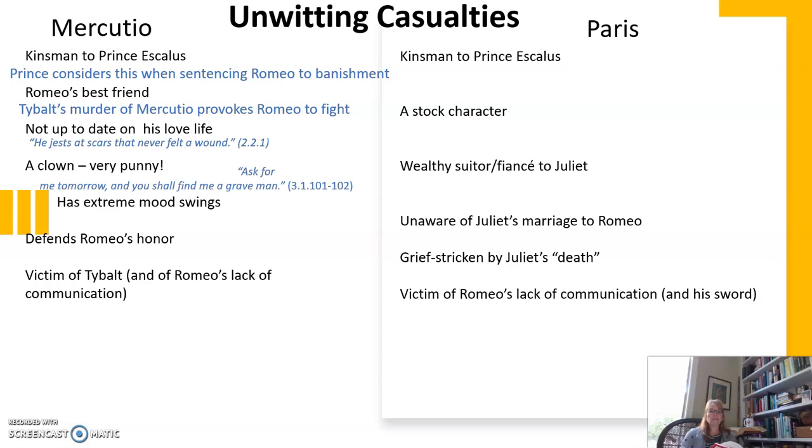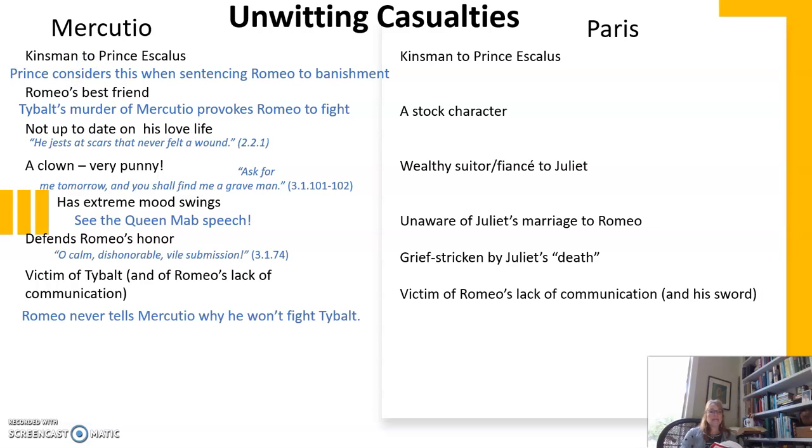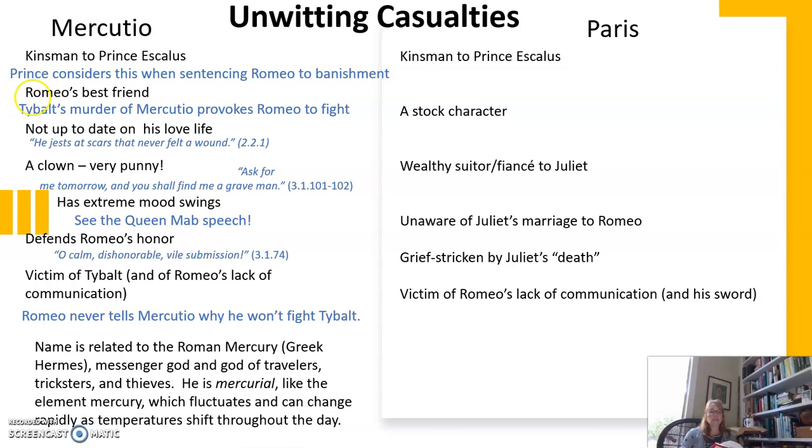He is a clown who's very punny, even joking around in his last breaths. He has extreme mood swings. You just have to look at the Queen Mab speech to get that. He defends Romeo's honor when Romeo won't fight for himself. He is the victim of Tybalt and also of Romeo's lack of communication. Again, he never knew why Romeo wouldn't fight Tybalt. His name is related to the Roman god Mercury, the messenger god and god of travelers, tricksters, and thieves. He is mercurial, like mercury in a thermometer, which fluctuates throughout the day.